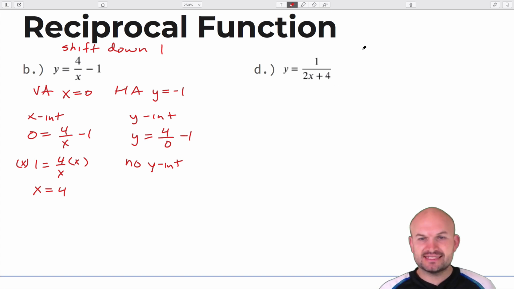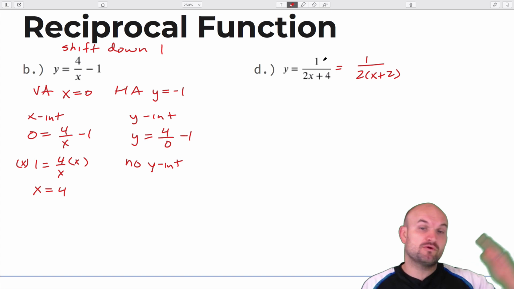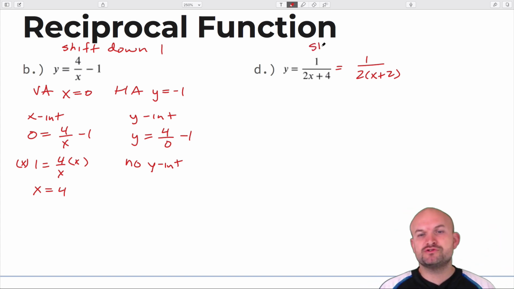And this last example here, just to identify the transformations, we want to factor out the b. So we have an x plus 2. All right, so now we know we're not shifting 4 units to the left, but we are going to shift 2 units left.